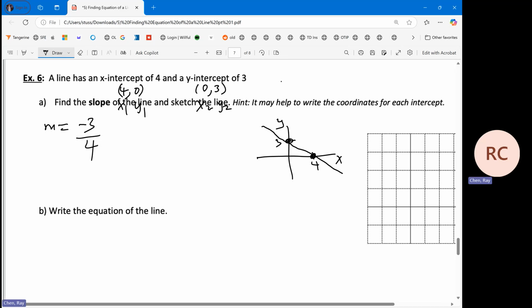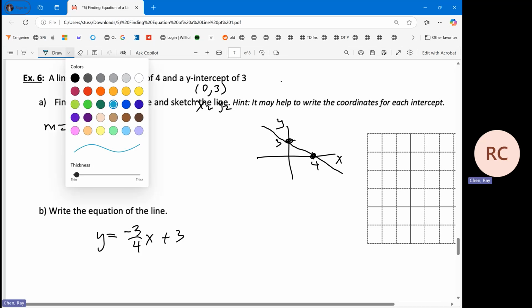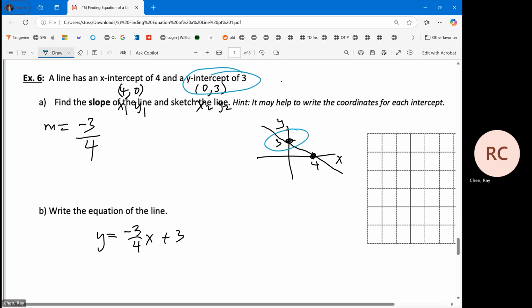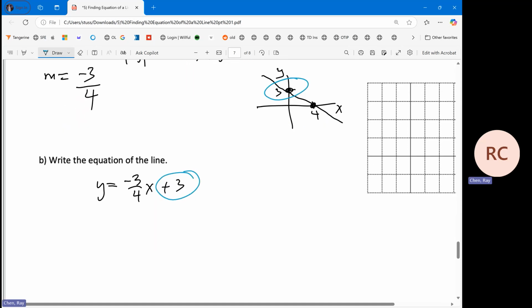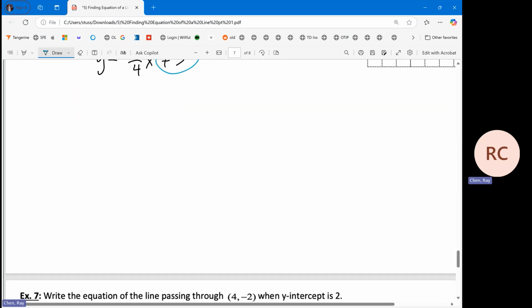Now let's write the equation of the line. Some people are kind of concerned. How did I get this 3? Well, because the 3 is that y-intercept. So there you have it, folks. We've actually figured out how to find the equations of lines and do all the questions from our workbook.